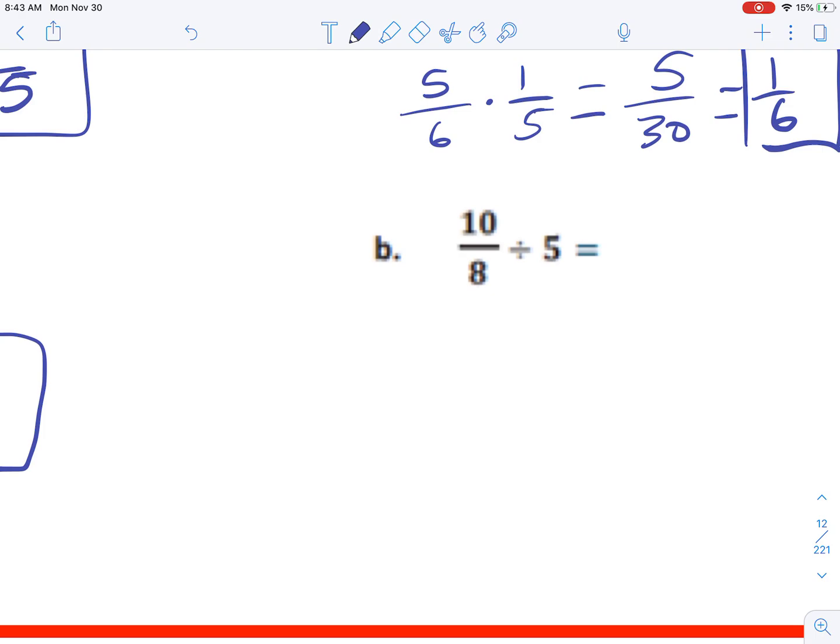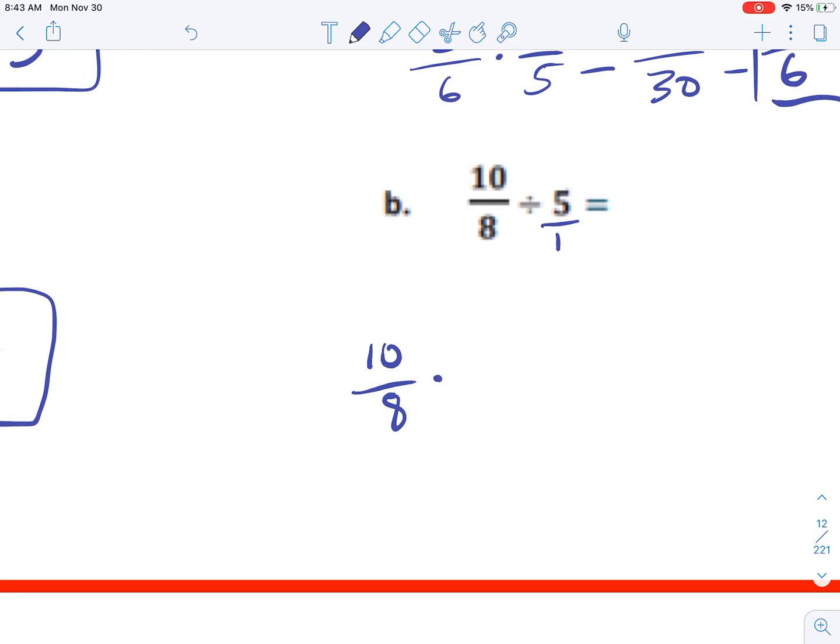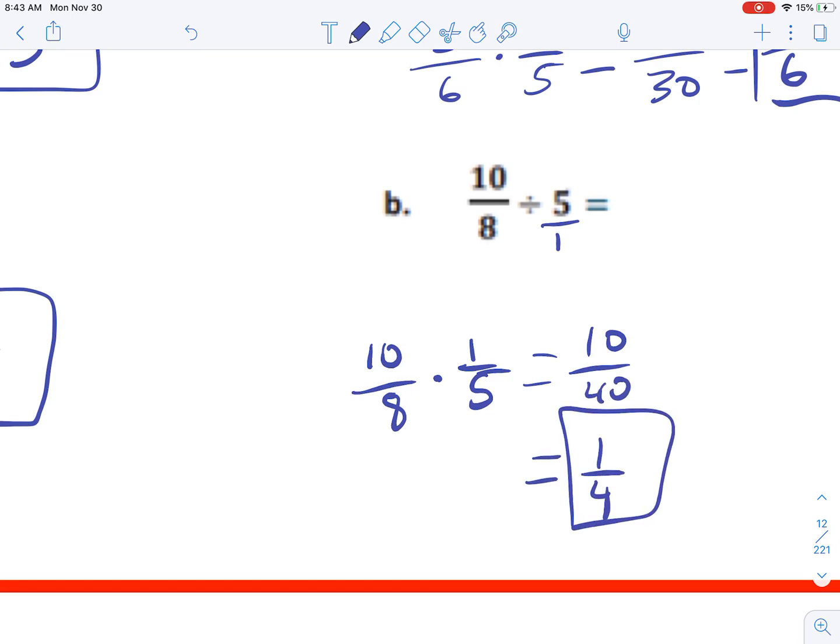Okay, so I have 10/8 divided by 5 over 1. Excuse me, 10/8 dot 1/5. Okay, we get 10 over 40, which is equal to 1/4.